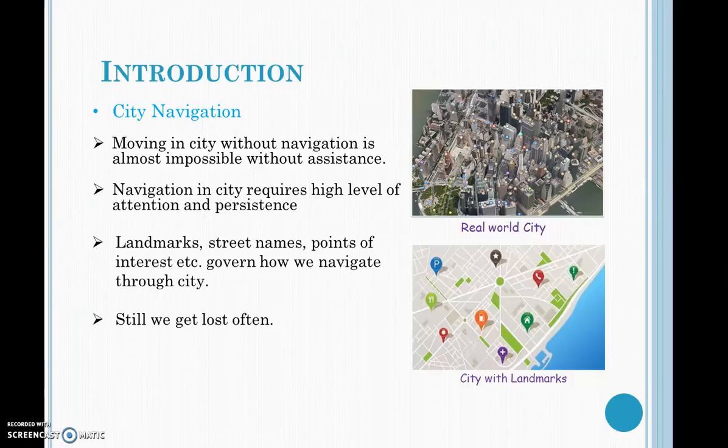Coming to city navigation, we know people always get lost while navigating a city. The picture on the right side shows an aerial view of New York City. Moving in a city is almost impossible without assistance such as GPS devices. Navigation in a city requires a high level of attention and persistence. People use GPS devices, and some people also use landmarks such as prominent features in a city, street names, points of interest, or intersections, so that they can easily navigate in a city.